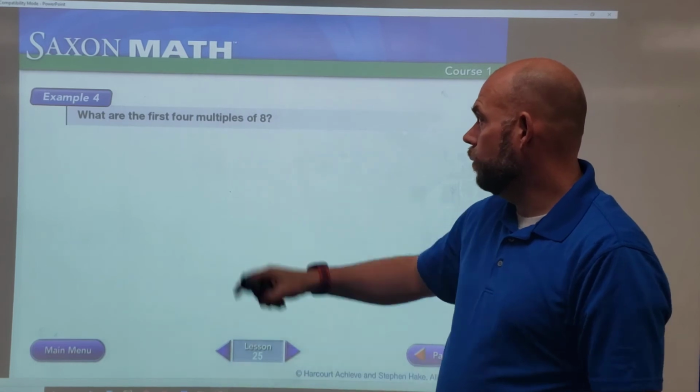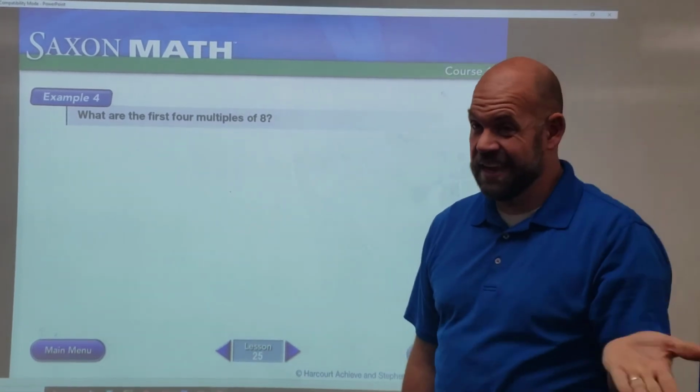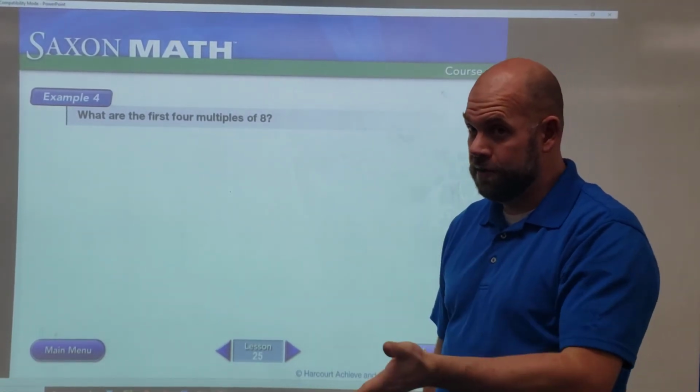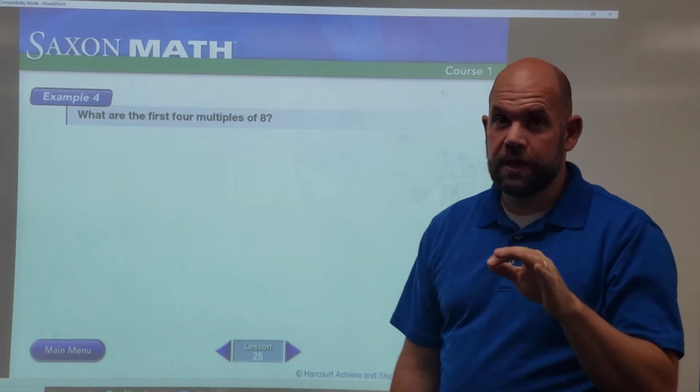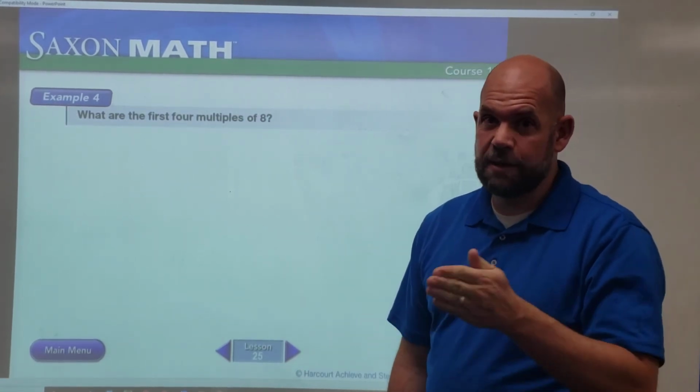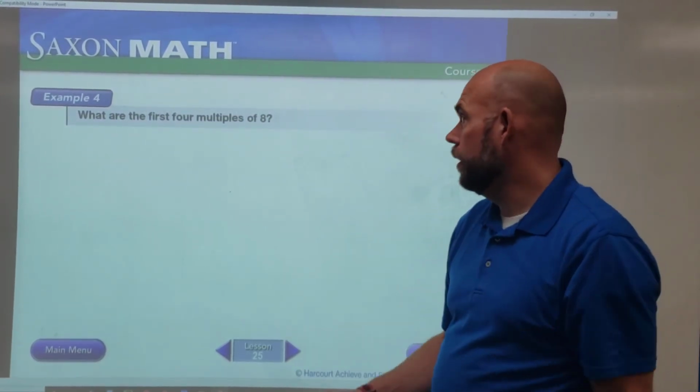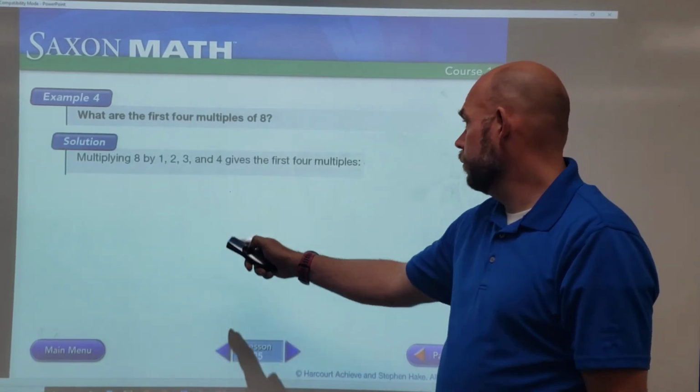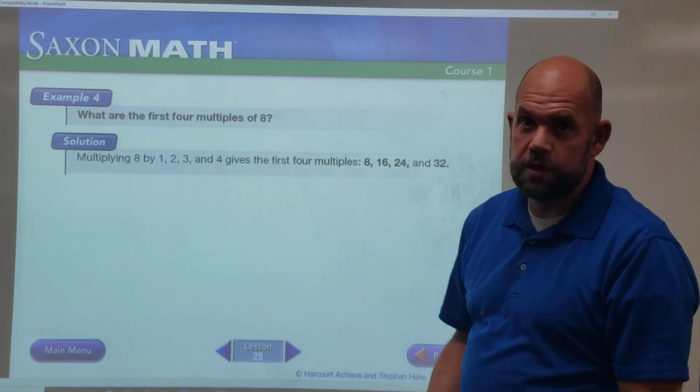So when we look at what are the first 4 multiples of 8, it's 8, 16, 24, 32. We're just looking at 8 times 1, 8 times 2, 8 times 3, 8 times 4. So we get our first 4 multiples: 8, 16, 24, and 32.